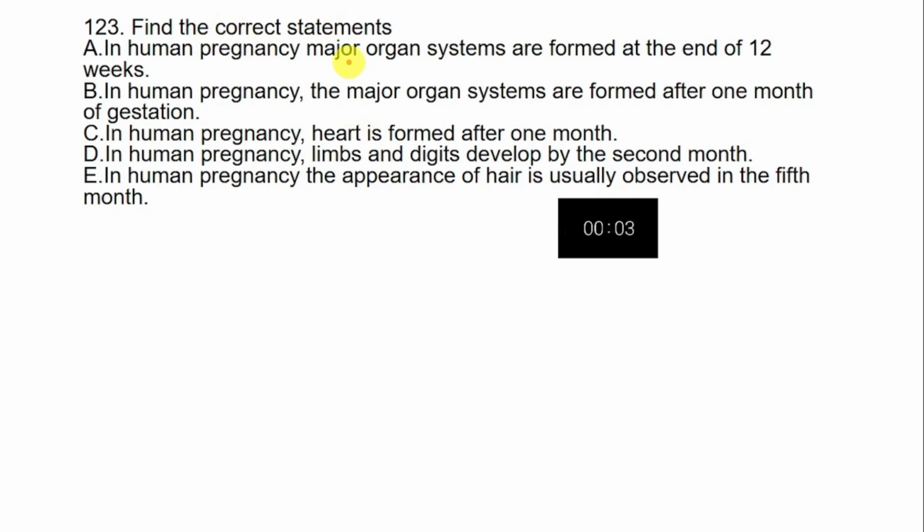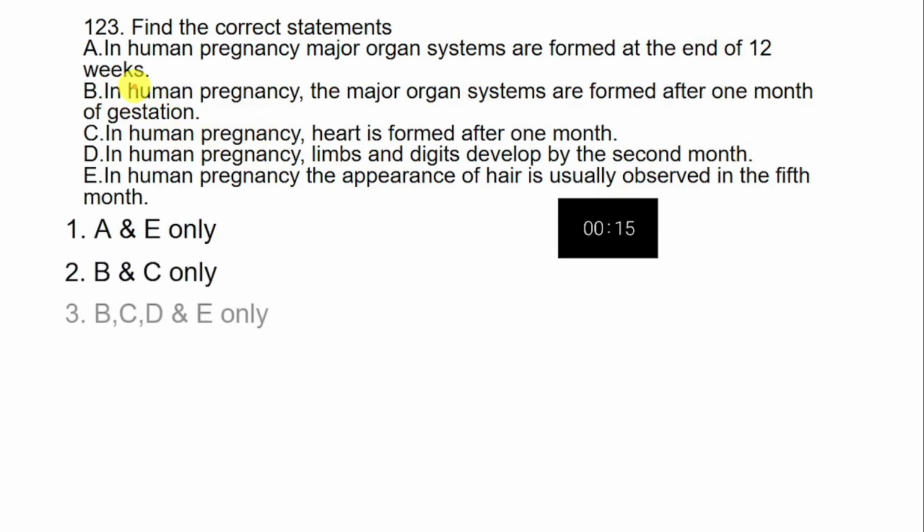Find the correct statements. In human pregnancy, major organ systems are formed at the end of 12 weeks. 12 weeks is 3 months, and this is correct. A is correct. So we have A, E or A, C, D, E. Check for C. In human pregnancy, heart is formed after 1 month. Yes, correct. Heart is the first organ formed. So A and C is only in option 4. So we have the answer. You don't even have to read the rest of the statements.